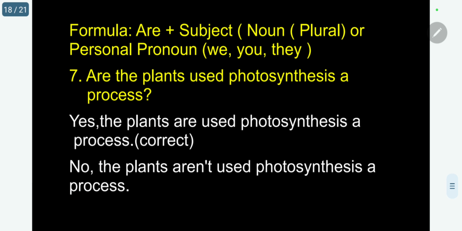Do plants use photosynthesis as a process? Just now we discussed. Answer yes: plants use photosynthesis as a process. Correct logically also. No: plants don't use photosynthesis as a process.